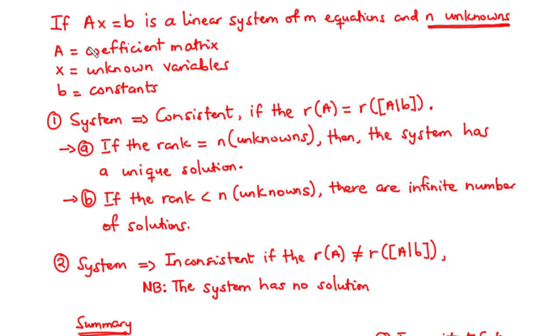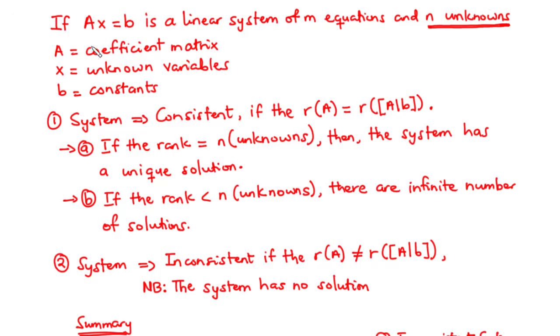So given that Ax = B is a linear system of m equations and n unknowns, where A is said to be the coefficient matrix, X is said to be the column matrix that contains the unknown variables, and then B is the constants that are seen on the right hand side of the equal to sign.